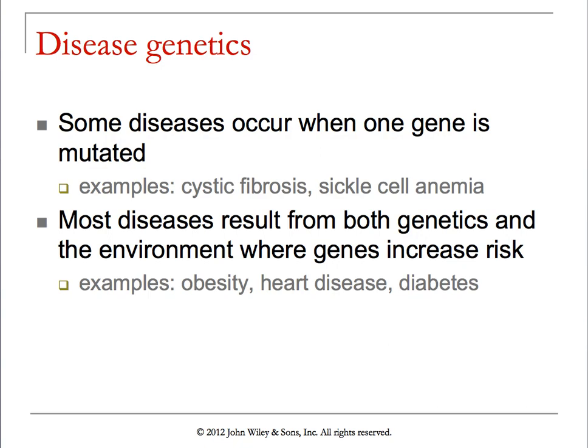So why are we talking about this with regard to nutrition? Well, some diseases occur when one gene is mutated, things like cystic fibrosis and sickle cell anemia, but most diseases result from both genetics and the environment where genes increase risk, such as obesity, heart disease, and diabetes. Now, people can be predisposed to some of these diseases based on their genetic history, but also in some cases, folks can just develop these diseases based on their behavior alone.